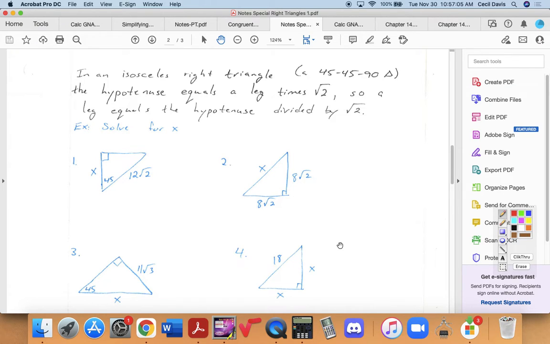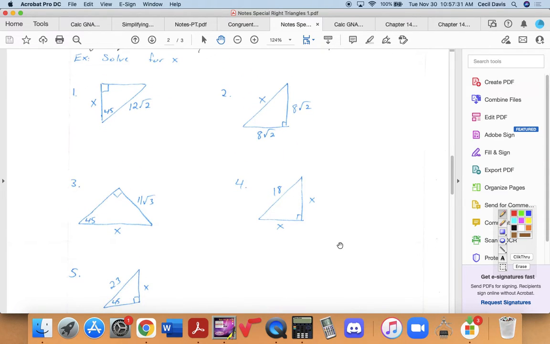Okay. So, in an isosceles right triangle, which you can also call a 45, 45, 90 triangle, it's your choice, the hypotenuse equals a leg times the square root of 2. So, if we were going to go the other way, a leg would be the hypotenuse divided by the square root of 2. This allows us to do problems like these incredibly quickly without having to do the whole Pythagorean theorem.